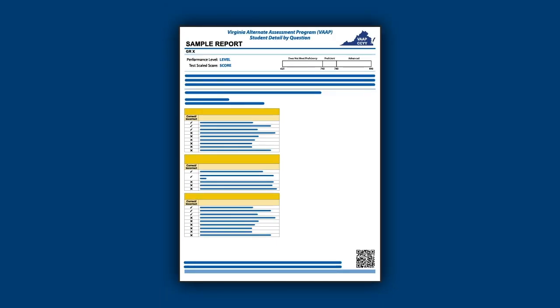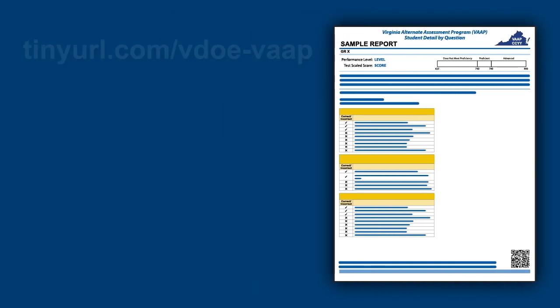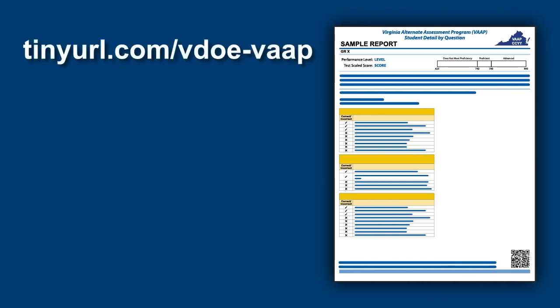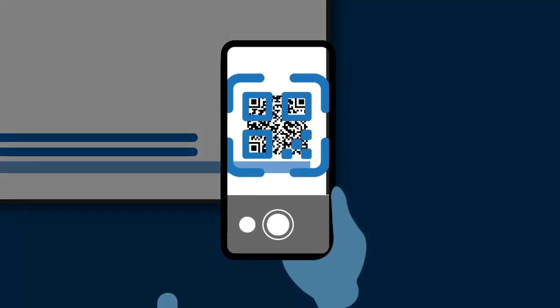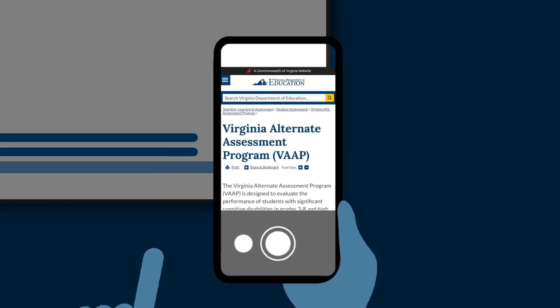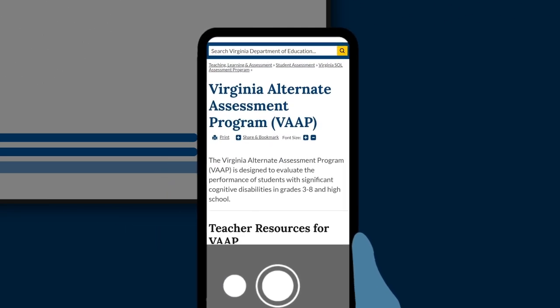Now that you have a better understanding of the information provided in your child's report, use the link displayed here to access some helpful resources. A QR code is also available at the bottom of your child's report. These will take you to the VAAP page on the VDOE website.